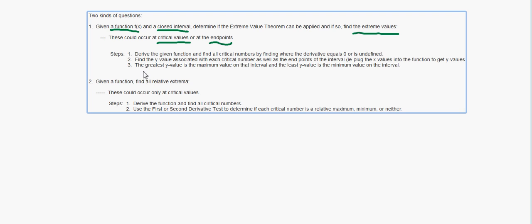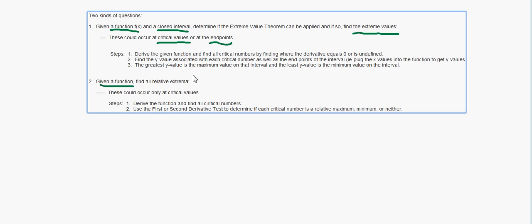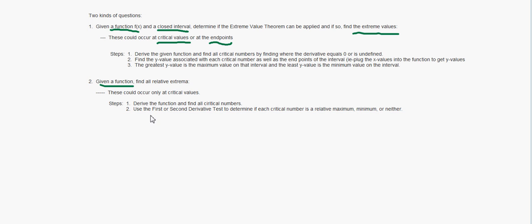And then if you're not given an interval, if you're just given a function and asked to find the relative extrema, then you don't have any endpoints to worry about. All you're going to do is derive the function, find the critical numbers, and we're going to use something called the first or the second derivative test. They're 2 separate tests. First derivative test, second derivative test. That's coming up later on. So right now we're really focusing on question number 1. Get a function, an interval, find the maximum and minimum.